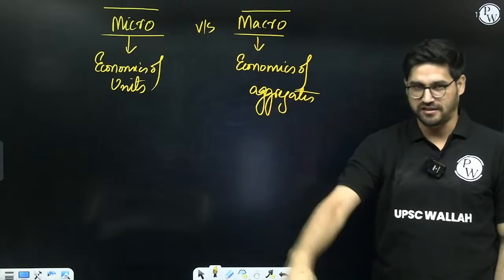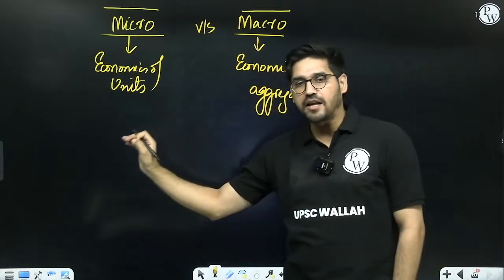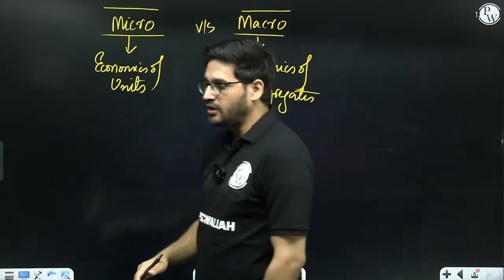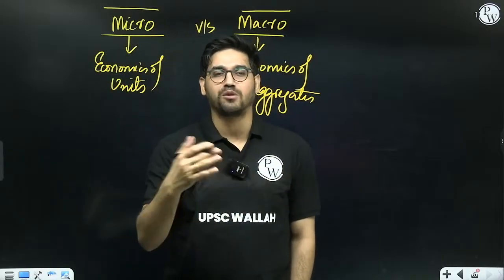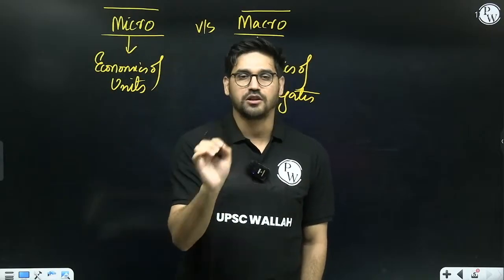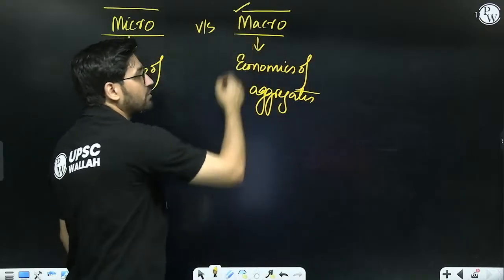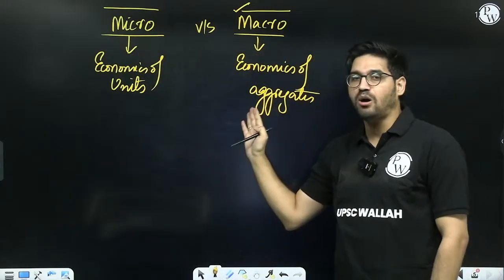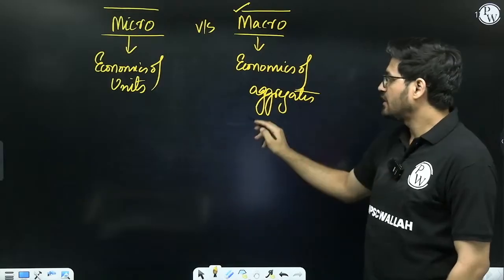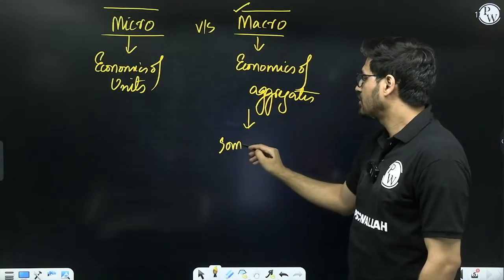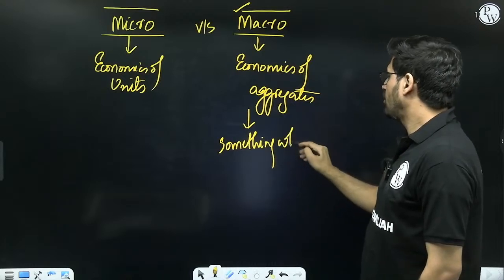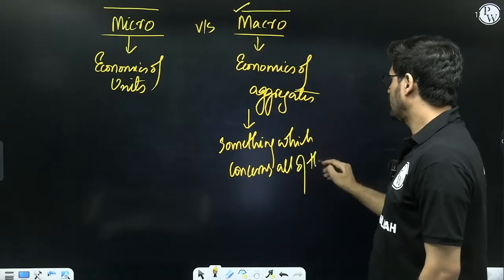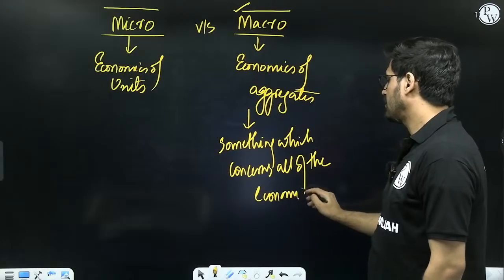I'll explain to you with an example. If somebody gives you 3 to 4 options and asks you whether this is microeconomics or macroeconomics, the rule is very simple. The rule is, if it is not macro, then it automatically becomes microeconomics. Macroeconomics is the study of the aggregates, which means that something which concerns all of the economy.